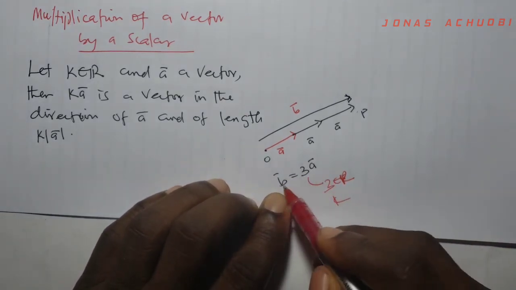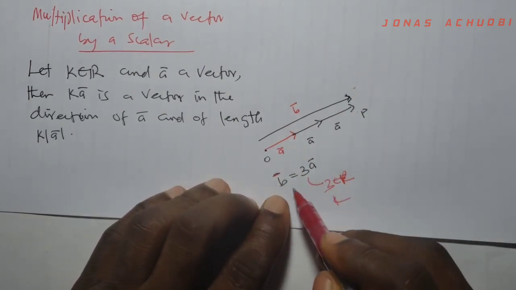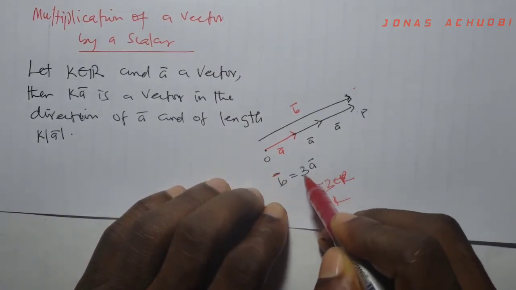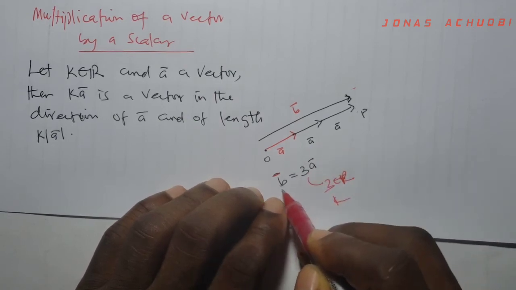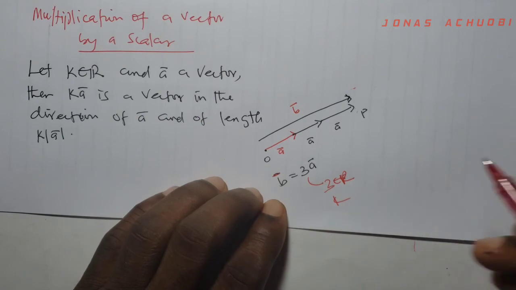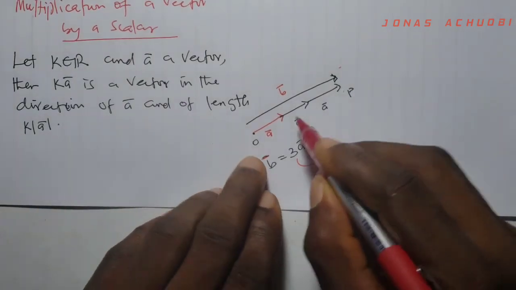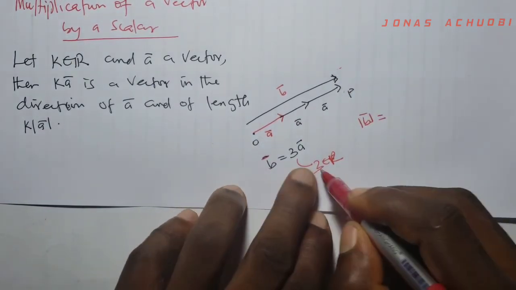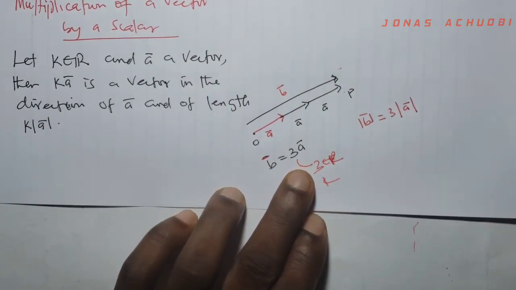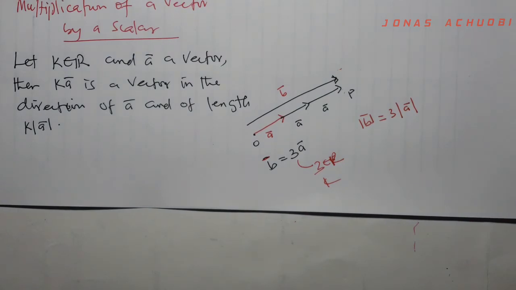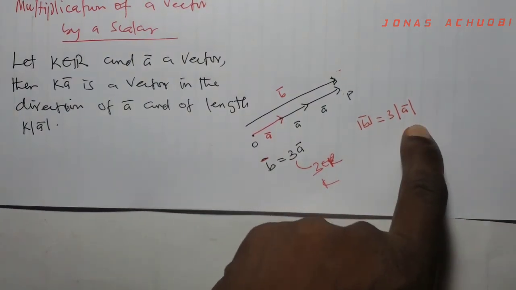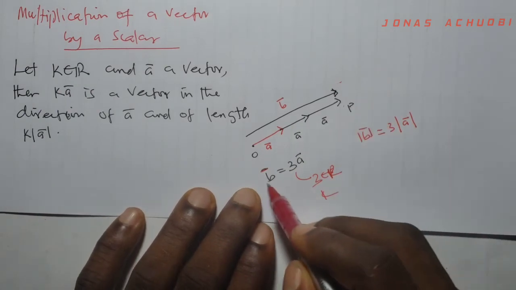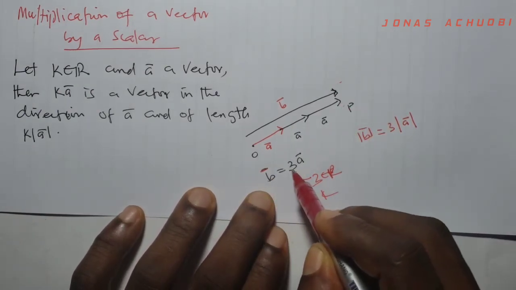First observation is that this vector B obviously is in the same direction as vector A. So whatever direction vector A had, it will be the same direction as the scalar multiple of vector A, which is the new vector B. The second thing we should take note of is this. The length of this new vector B, from O to P, is equal to 3 times the length of vector A. So if vector A, for example, is 2, the length of vector B will now be 3 times 2. So vector A and vector B are in the same direction, but vector B is longer than vector A because vector B is 3 times vector A.